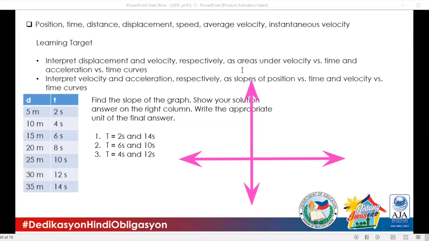Okay. So this is our, of course, y coordinate, and this is your x. And our dependent variable here is distance. So we will put distance here because it is the dependent variable.